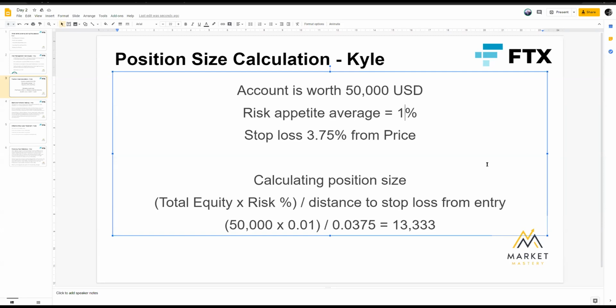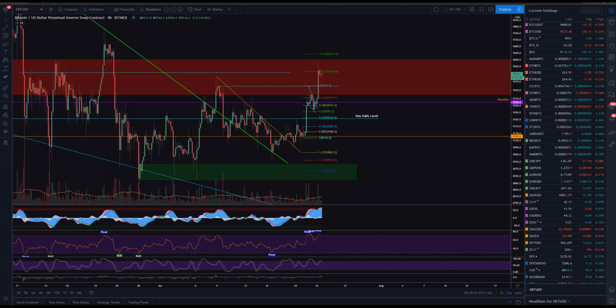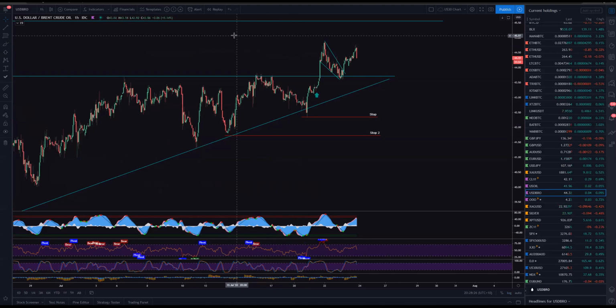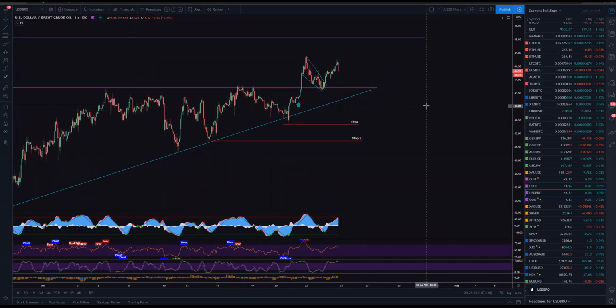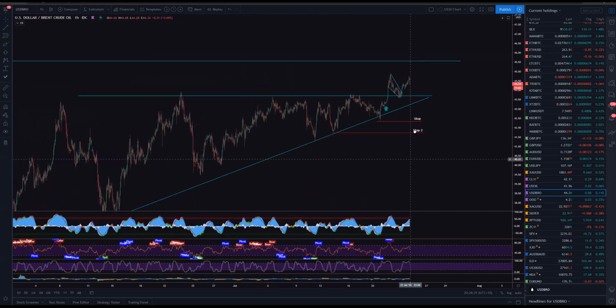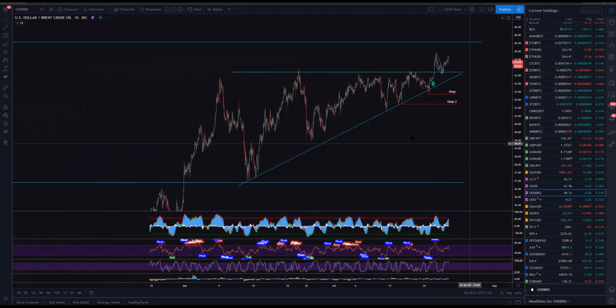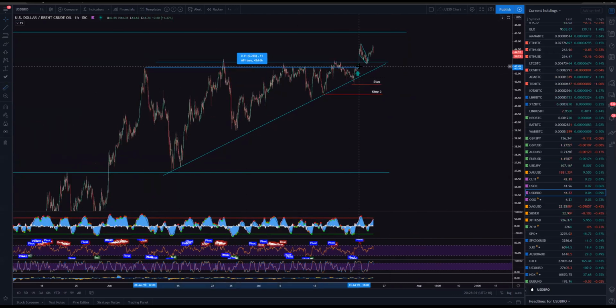So stop loss is going to be 3.75% from price, right? So let's go and we'll just get any chart up, so we can look at this oil trade that's going on at the moment. And this is where I put my first, so this is the entry here, right? The setup was an ascending triangle. This is the 1 hour chart. So it's a pretty big ascending triangle.